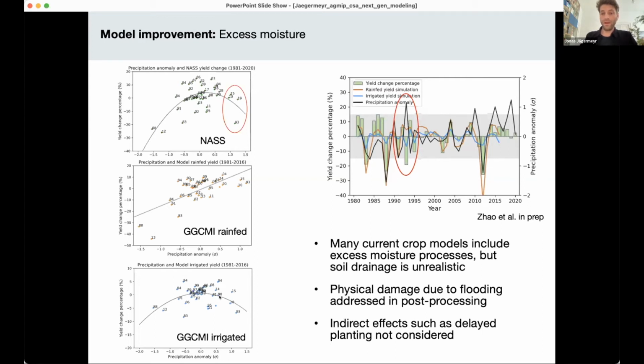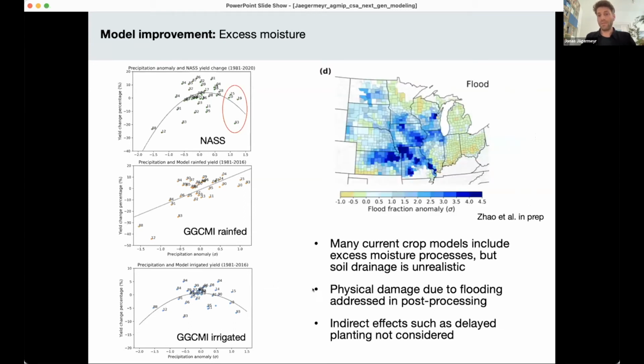And one extra component: many of the current crop models do have the processes that respond to waterlogging and excess moisture, but it is the soil water conditions that do not lead to the conditions where they would actually come into play and affect the yields. So it is more of a drainage problem, a soil component problem, than a process representation problem, which is obviously difficult to address.